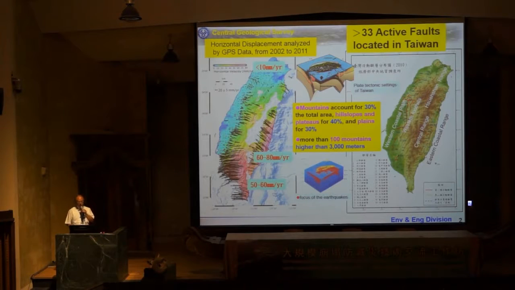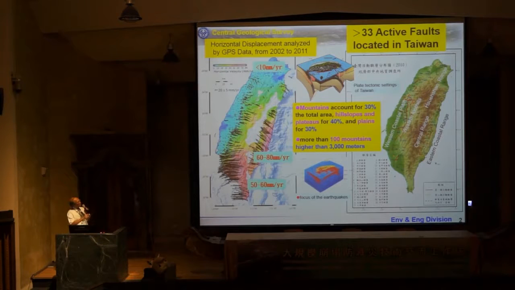First, I want to introduce very briefly the geology and geomorphology of Taiwan. As you know from this diagram, Taiwan is located at the collision zone between the Eurasian plate and the Philippine Sea plate. And so we have many earthquakes. On the right side diagram, you can see that we have at least 33 active faults located in Taiwan. But in the central part of Taiwan, you can't see any active faults. Is it really like that? No, because we don't have enough evidence for that.